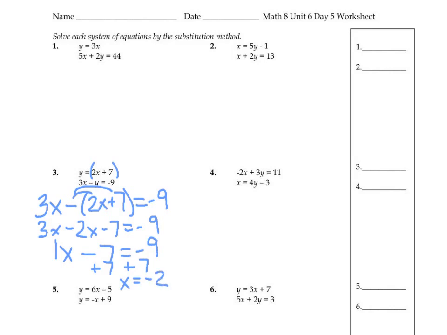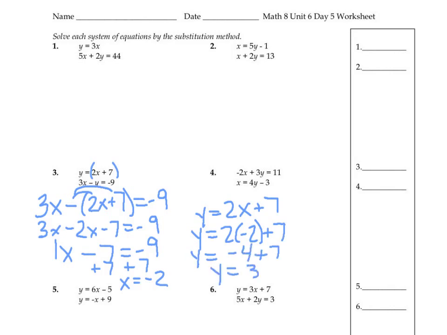What we have to do last is find what our y value is, so we can plug that into either equation, but it would just be easier to plug it into the first equation because y is already solved for us. So y equals 2 times negative 2 plus 7, and 2 times negative 2 is negative 4, plus 7 gives us y equals 3. So we'll write our solution on the line, negative 2, 3.